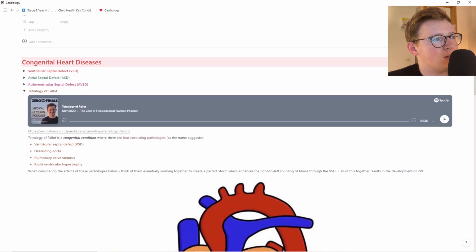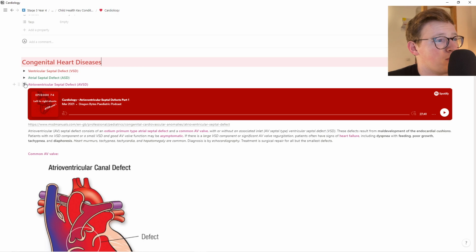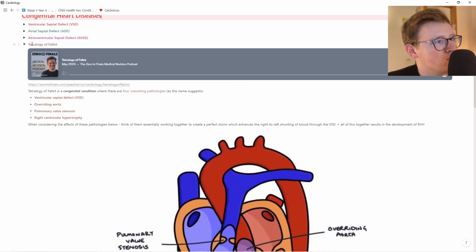There's a whole bunch of congenital heart disease to be aware of: ventricular septal defect (VSD), atrial septal defect (ASD), and then a kind of combination, depending on the severity, what we call the atrioventricular septal defect. I've fleshed those out a bit, so I'm quite happy with those at the moment. But let's go through tetralogy of Fallot. So this is obviously, as we explained, a congenital condition, and it is four coexisting pathologies, that's why obviously it's called tetralogy, because it's four things combined that define the disease itself.